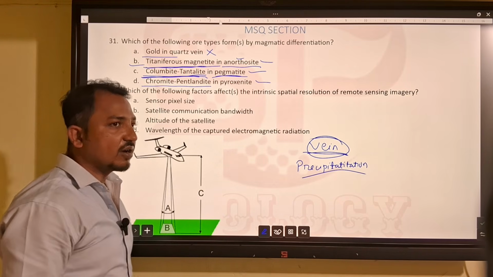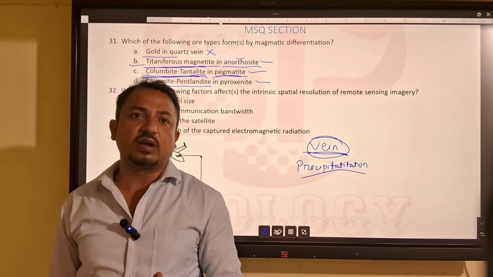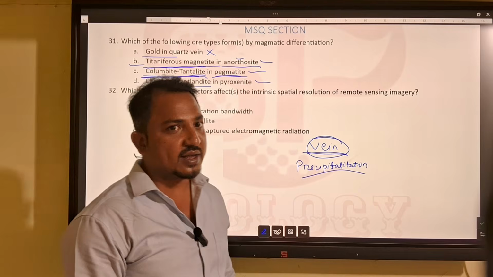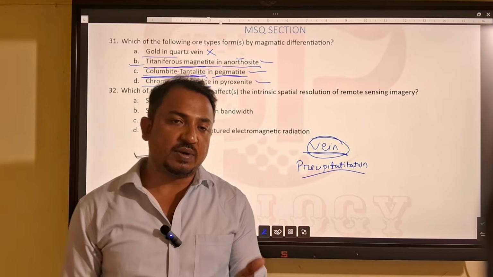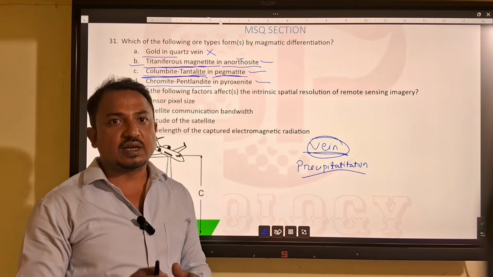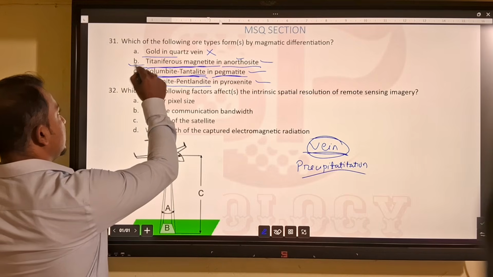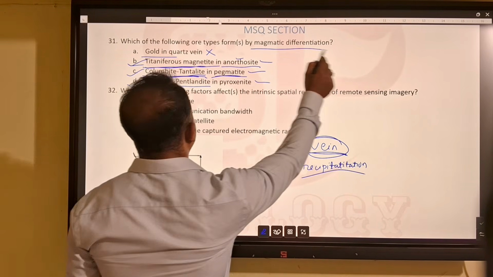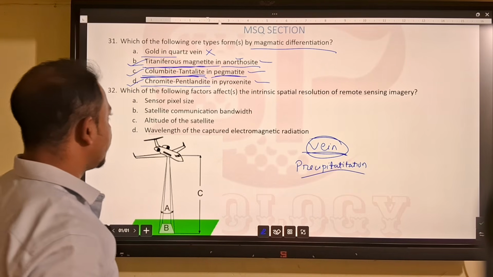Then chromite and pentlandite in pyroxenite. Pyroxenite is an ultramafic rock, and chromite is always associated with ultramafic rock. If you hear the word chromite in any ore deposit, it must be produced by a magmatic concentration deposition, maybe a segregation deposition or a differentiation deposition. So these three are true for magmatic differentiation. The answer will be B, C and D.